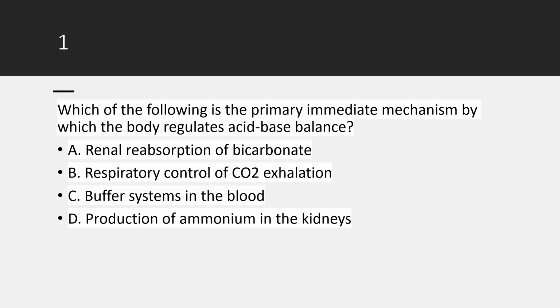So question 1 says, which of the following is the primary immediate mechanism by which the body regulates acid-base balance? Option A, renal reabsorption of bicarbonate. Option B, renal control of carbon dioxide exhalation. Option C, buffer system in the blood. Option D, production of ammonium in the kidney. Whichever answer you pick, please drop it in the comment section and let us see. We will discuss them later.